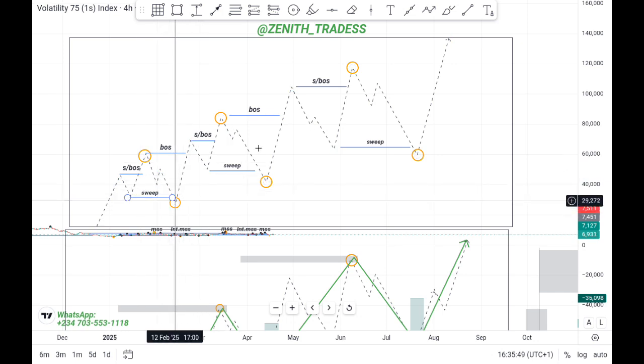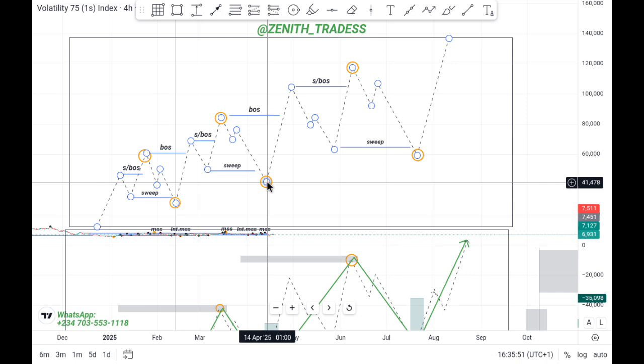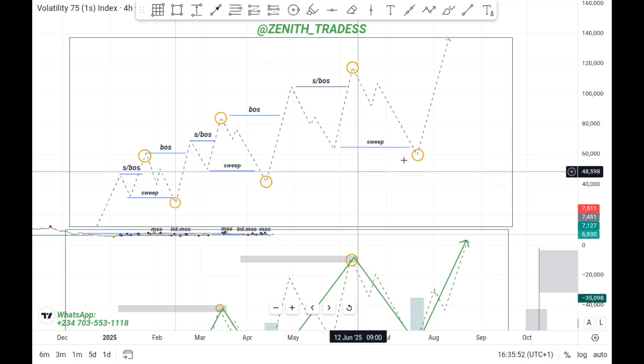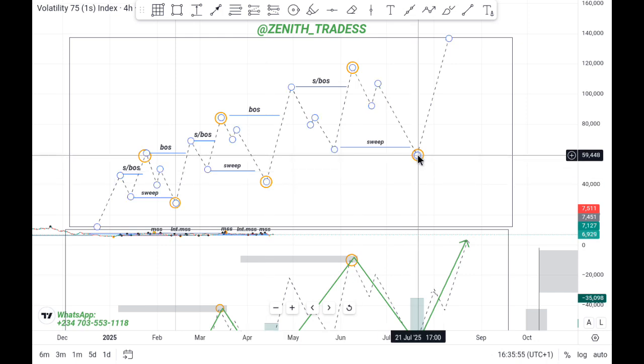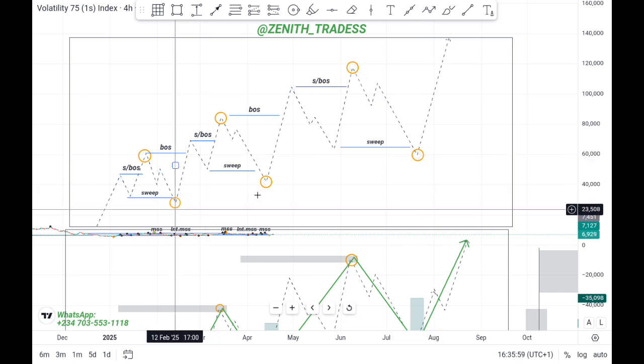It will create this pattern again. This is another complete range, right? So price will keep on creating these ranges until there's a shift in market structure. All these strong lows we expect them to hold.